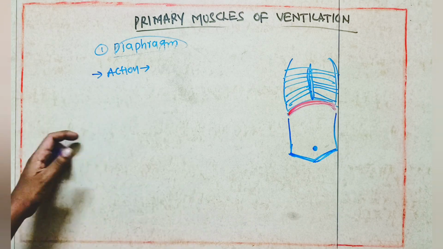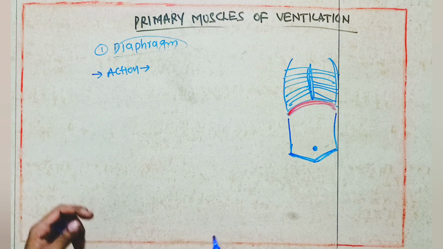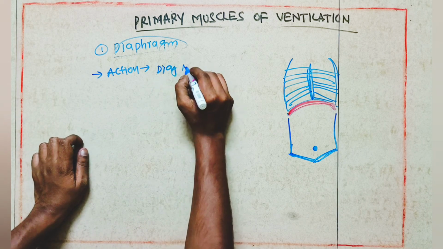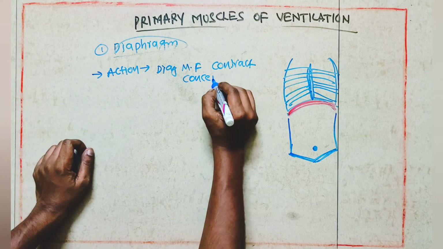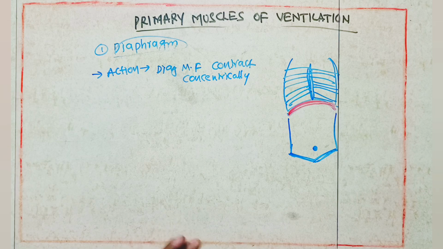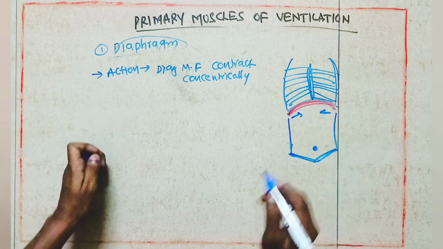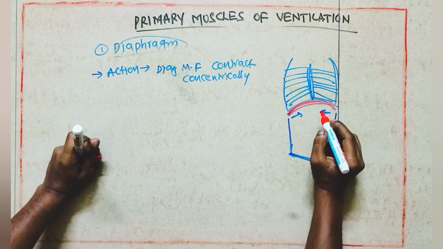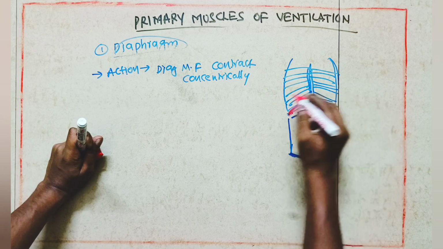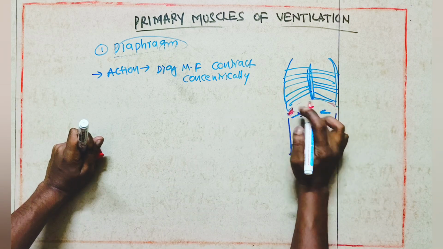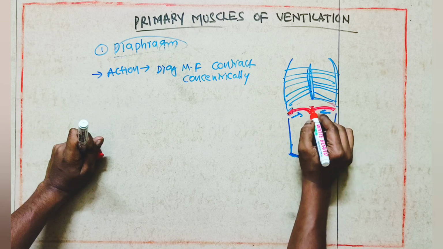Now the action. When inspiration is happening, the diaphragm muscle fibers will contract concentrically. Once it contracts concentrically, the central tendon is here. When the diaphragm muscle is contracting, since it is a circular shape muscle, as I told you, the muscle will come down a little. It is going to come down.